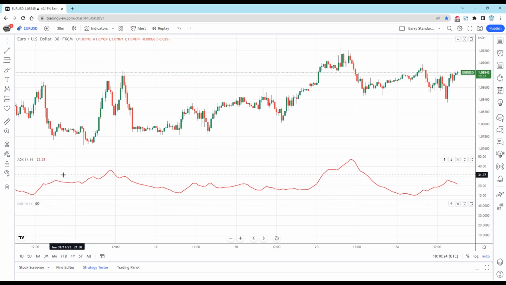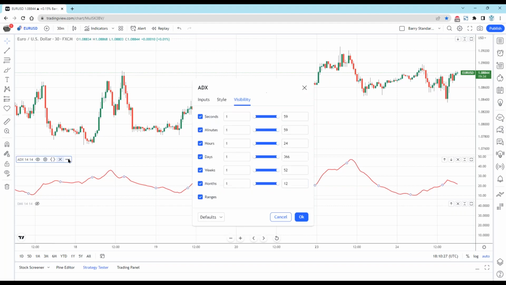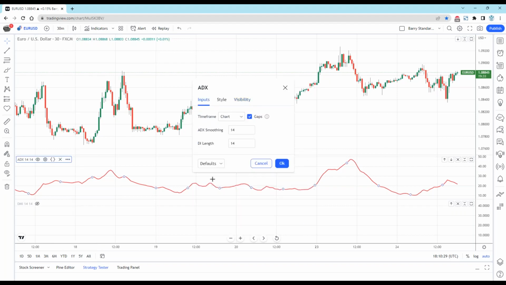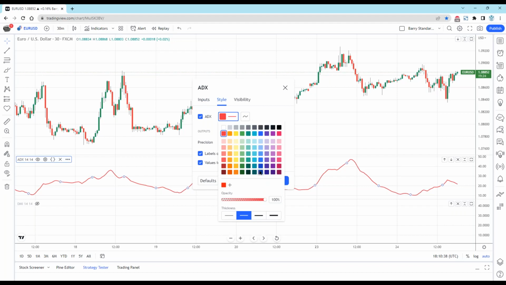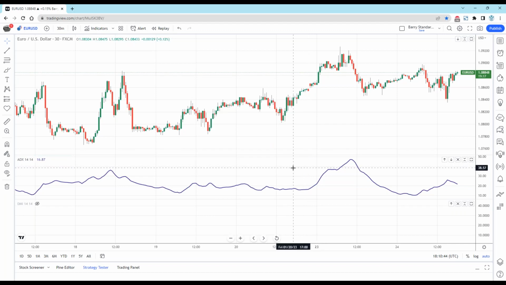This is the red line. It doesn't matter what color line it is. You just use the settings, and you can select the length of the ADX or the smoothing, the range, and you can set this off. We want a blue, we could have blue. Let's use purple. I'm in a purple mood today. Okay. So now we have purple, but this is the ADX line.